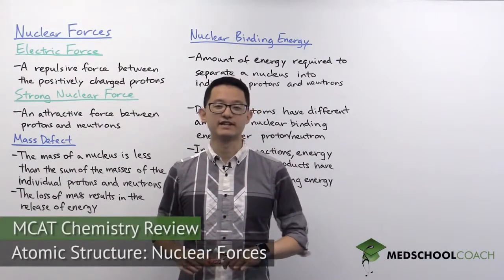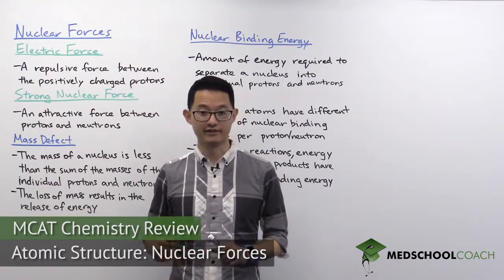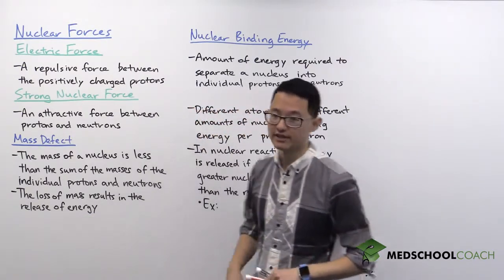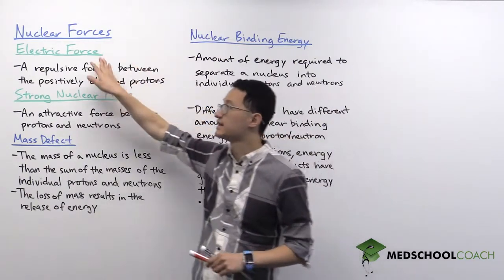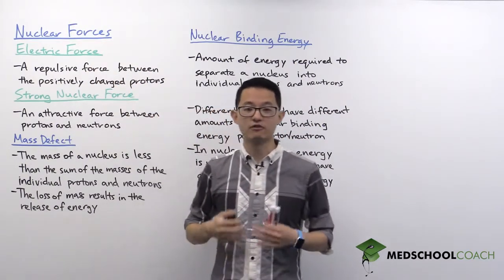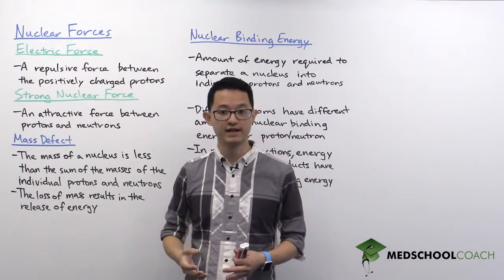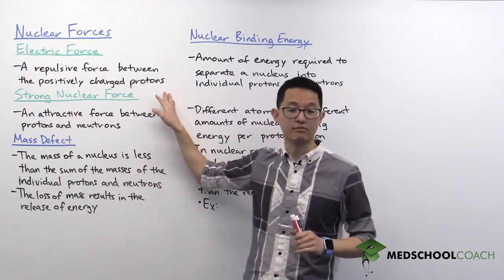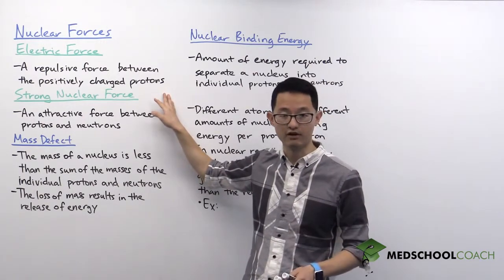Alright, let's continue our discussion on atomic structure by talking about nuclear forces and nuclear binding energy. Now, within the nucleus, there are two primary forces going on. The first is the electric force, and this is a repulsive force between the positively charged protons in the nucleus. It shouldn't be surprising that this is a repulsive force, because you remember, like charges repel.